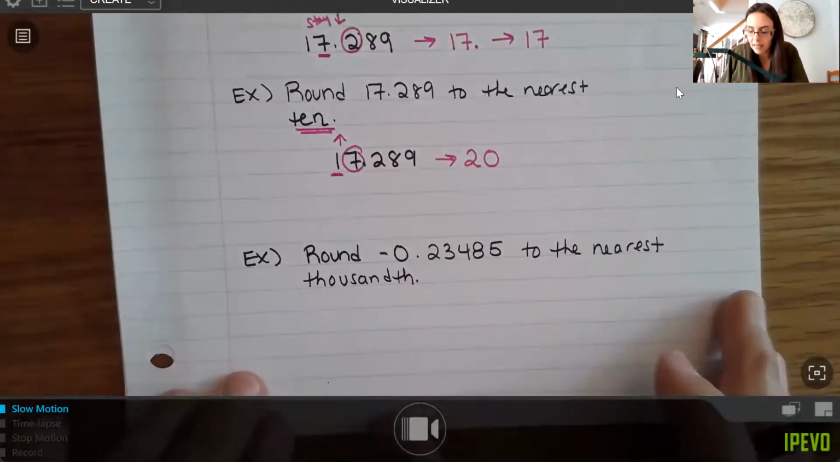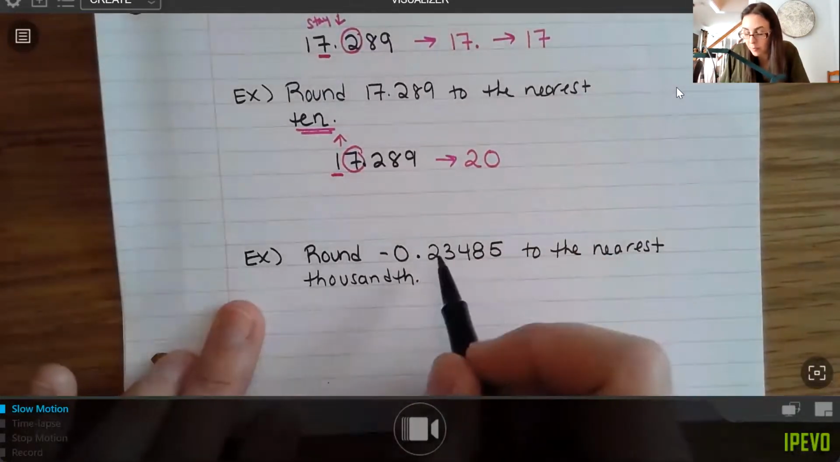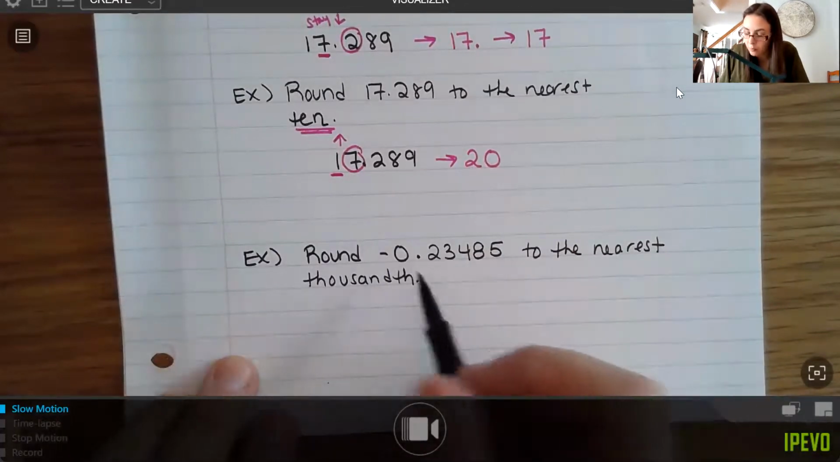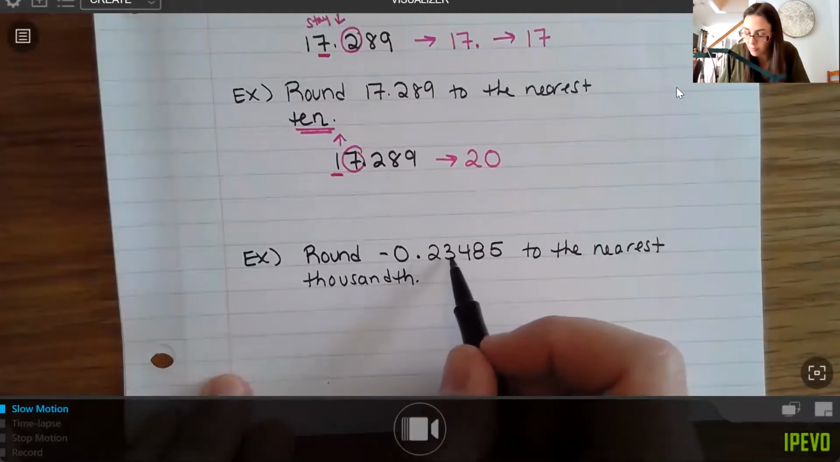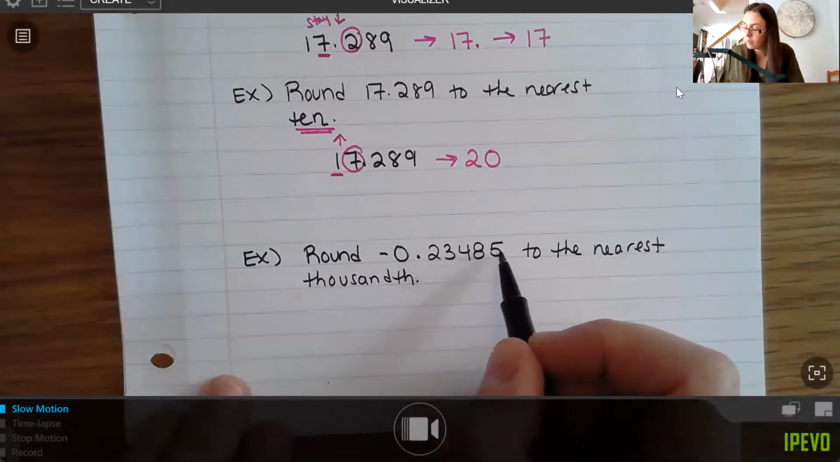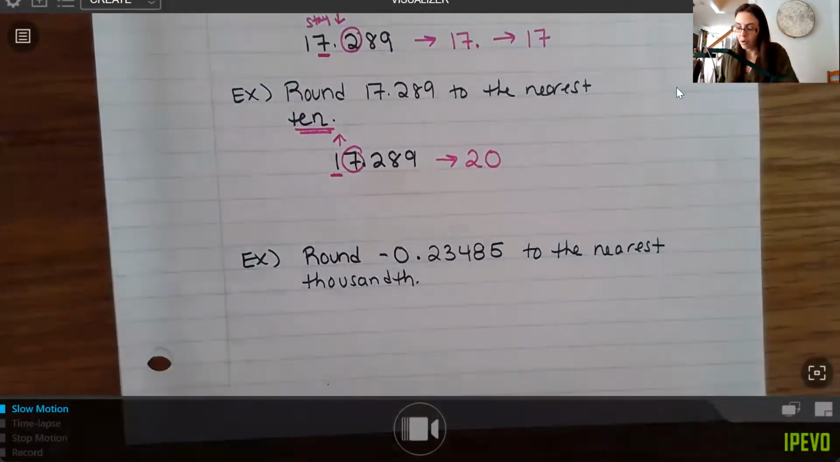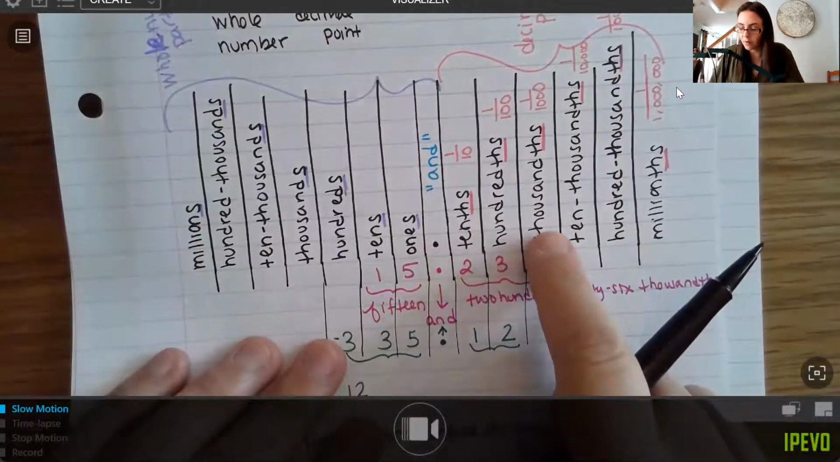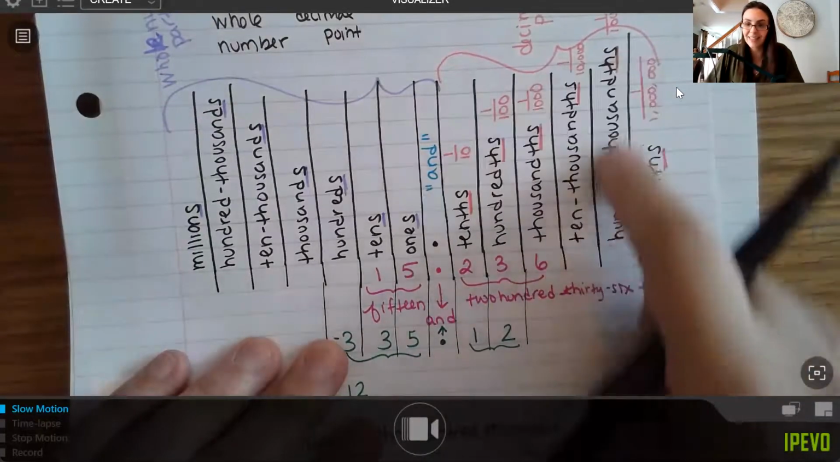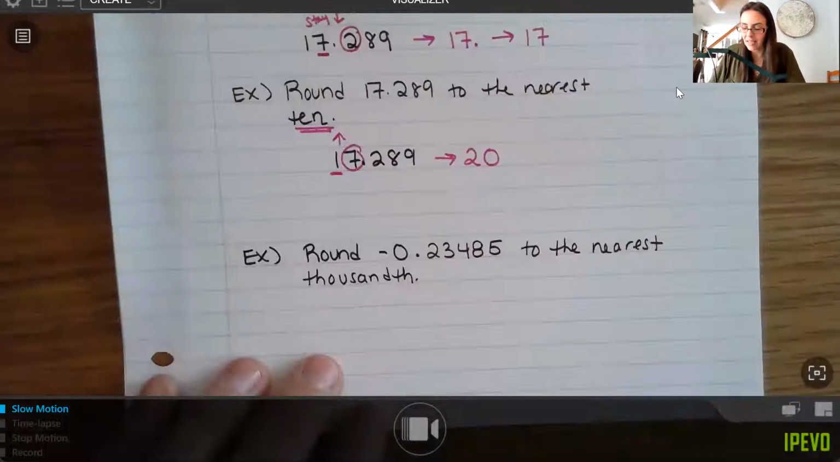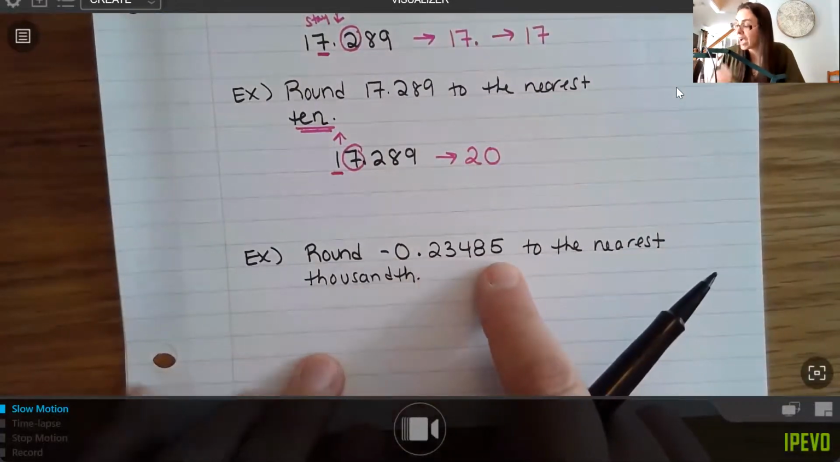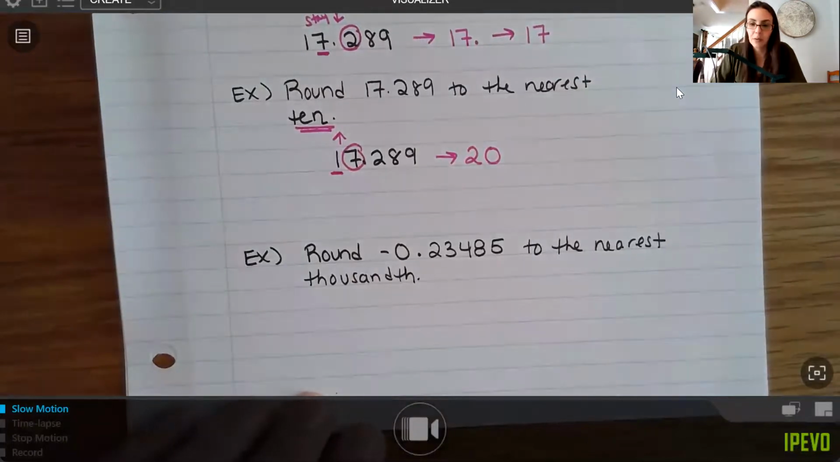So let's round negative, right? And this is 0.23485. So if we read that, we're at 23,485. And if I go back here, I'm 1, 2, 3, 4, 5 positions out. So 1, 2, 3, 4, 5. I'm in the 100,000th position. So I would read this as negative 23,485 hundred thousandths. So that's how we would read that.